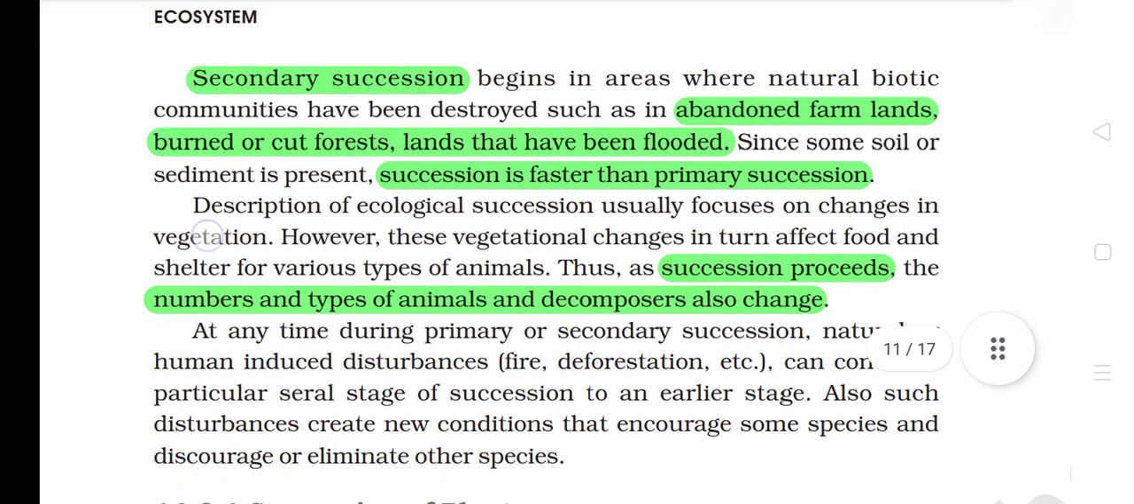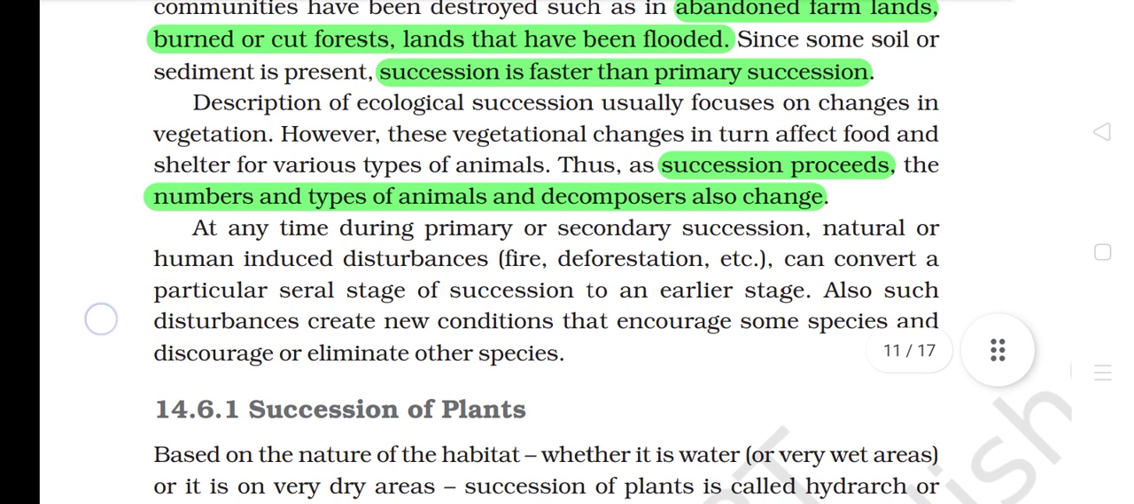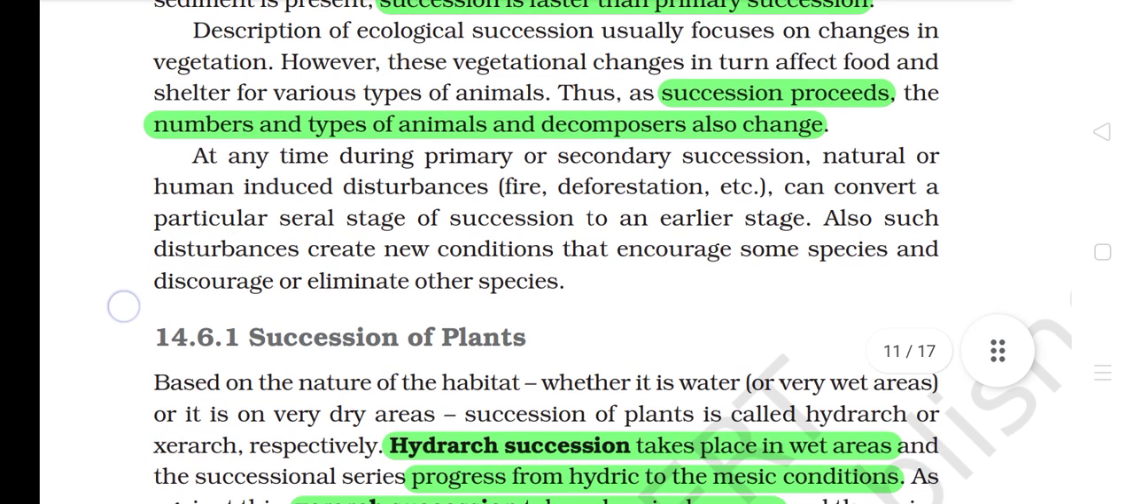Secondary succession begins in areas where natural biotic communities have been destroyed, such as in abandoned farmlands, burnt or cut forests, lands that have been flooded. Since some soil or sediment is present, succession is faster than primary succession. Description of ecological succession usually focuses on changes in vegetation. However, these vegetational changes in turn affect food and shelter for various types of animals. Thus, as succession proceeds, the numbers and types of animals and decomposers also change.